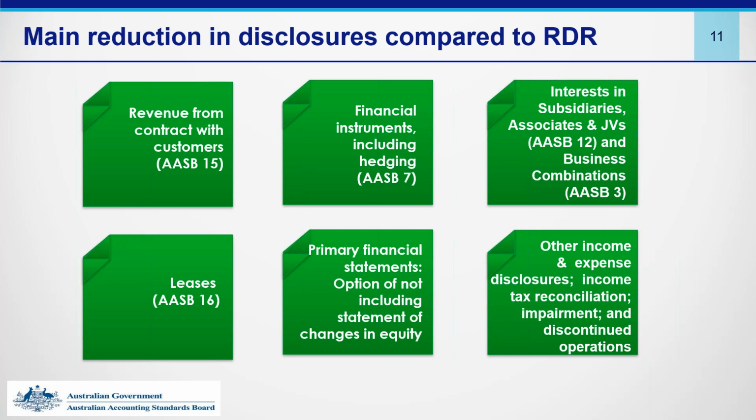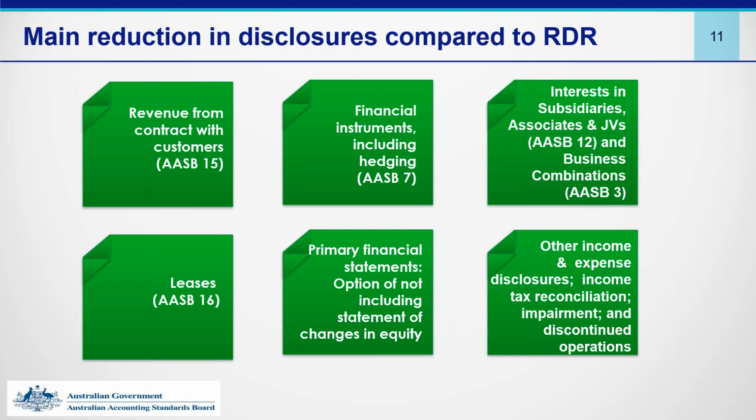In terms of interests in subsidiaries and joint ventures, there is still a requirement to disclose parent-subsidiary relationships. That's the same requirement that is also in the related party standard. But the detailed disclosures that are required under the AASB 12 standard will not be required. Some detailed disclosures that are currently required under the business combination standard, for example, will also not be included. We already talked about the option not to include the statement of changes in equity. And then other disclosures that have been removed include, for example, the requirement to disclose individually material items of income and expense. That is no longer required.